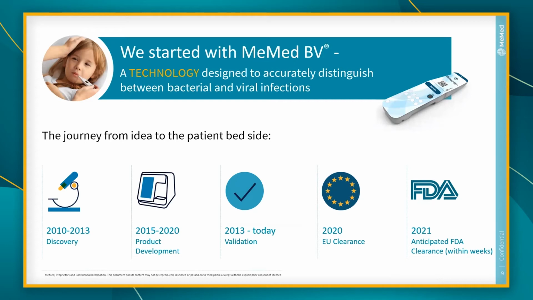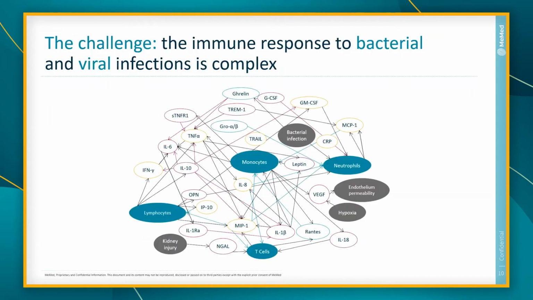I want to start by showing you one such host response technology, called MIMED-BV, that can distinguish between bacterial and viral etiologies, taking you through almost a decade of work: discovery, 4 years, then product development, 5 to 6 years, validation that took about 7 years concurrently, recently EU clearance, and now on the cusp of FDA clearance. It starts with a challenge.